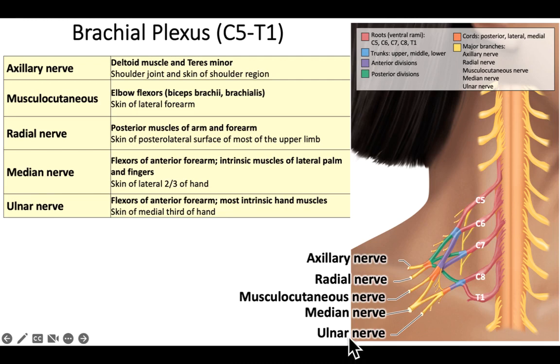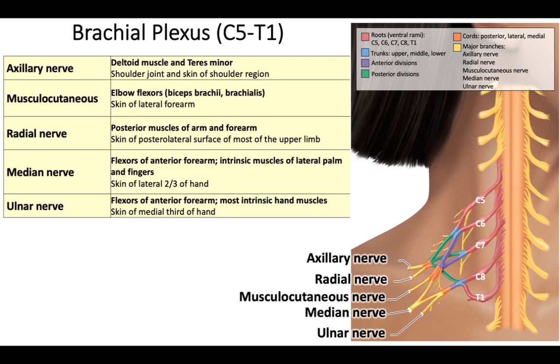All right, now you already noticed that a couple of these are named after bones. One of them's named after the armpit, and then one's called the musculocutaneous because it goes to muscle and skin, but actually all these do. And then median means in the middle because it's in the middle of the radial and ulnar. So they're named fairly logically, using some of our anatomical terminology.